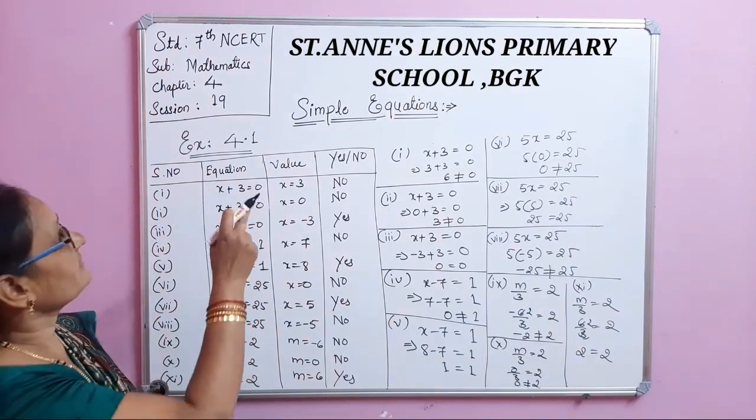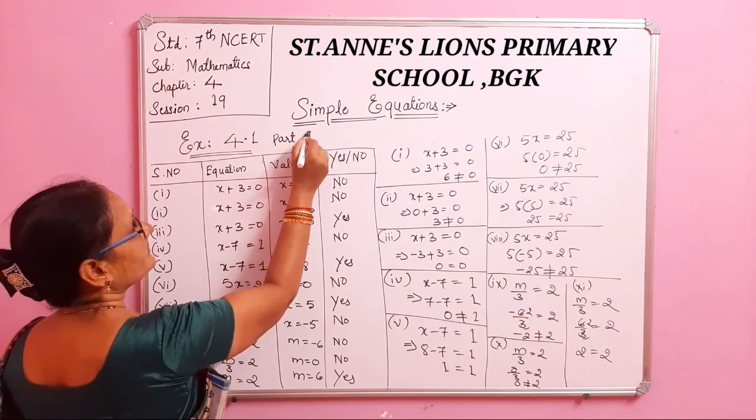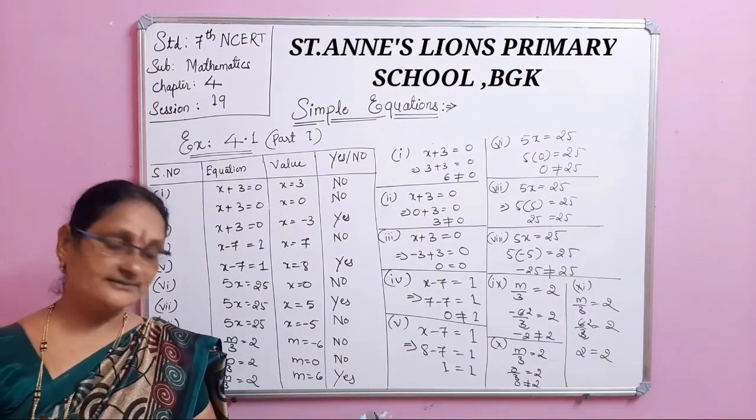So this is simple equations 4.1. This is part 1, make it as part 1. So in part 2 I will complete this exercise.